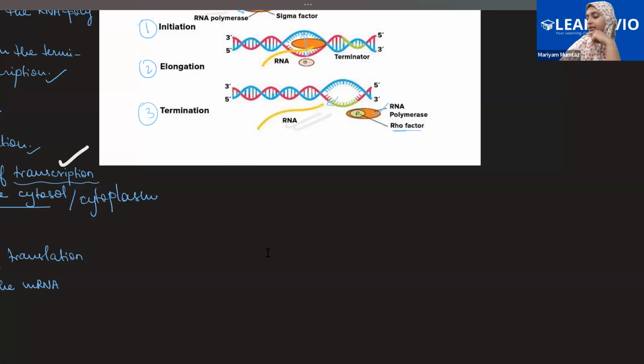Does this happen in a template dependent manner or template independent manner? Ma'am, can you repeat? The process of elongation during the transcription, the nucleoside bases, or you can say the base pairs, are added simultaneously by the RNA polymerase. So does this happen in a template dependent manner or template independent manner?